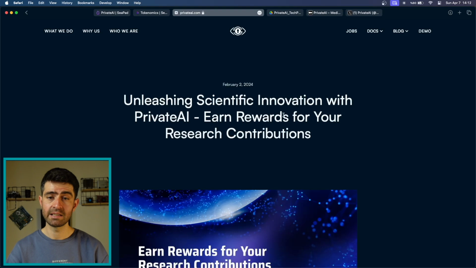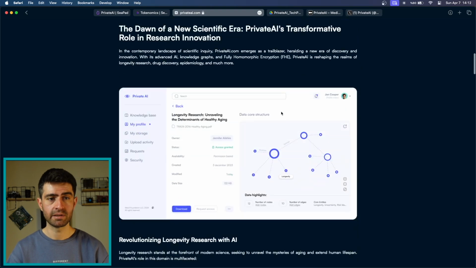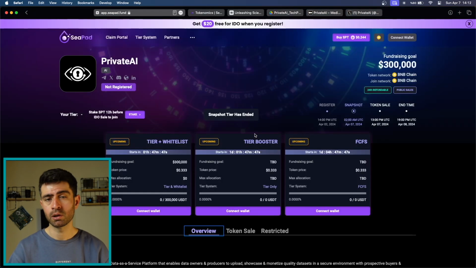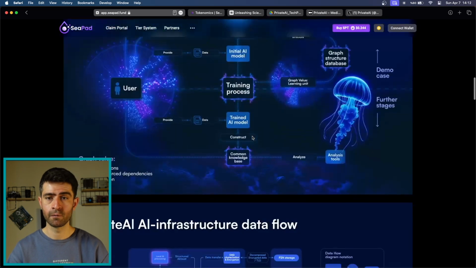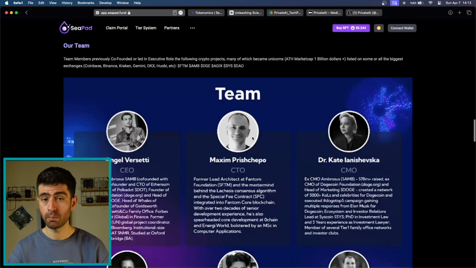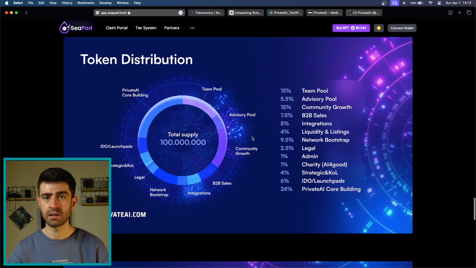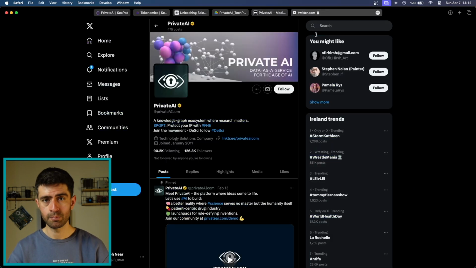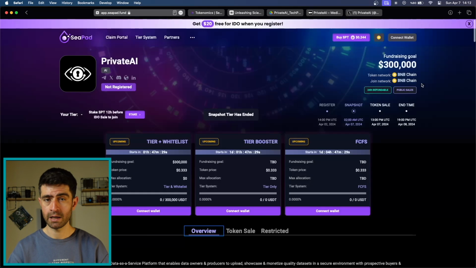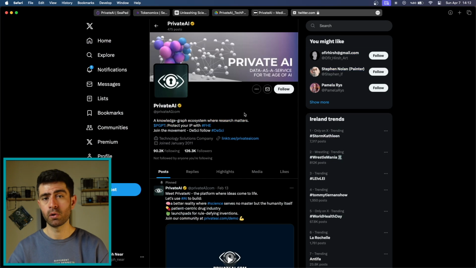By engaging its DeFi community in the development process, PrivateAI ensures a collaborative approach to building a fully functional graph system, thereby enhancing the platform's usability and impact on scientific research. If you're interested in PrivateAI, don't forget to check them out on social channels, and don't forget to check Seapad's sale of PrivateAI, which is expected to generate massive opportunity for early adopters.